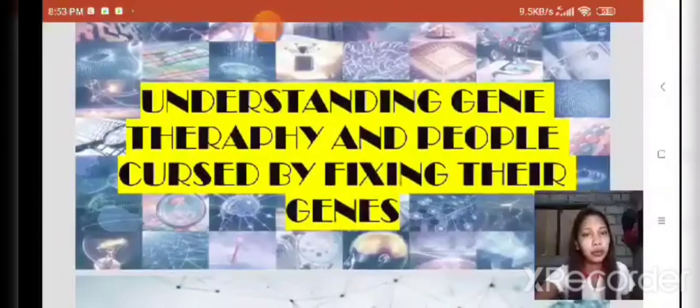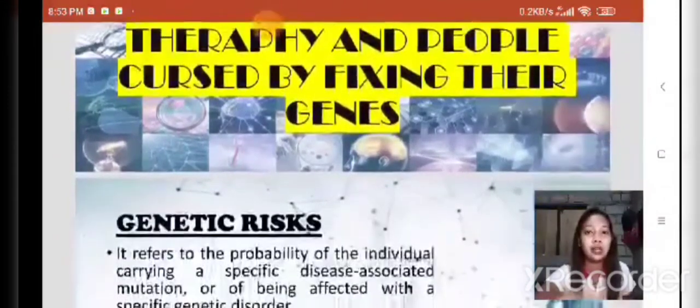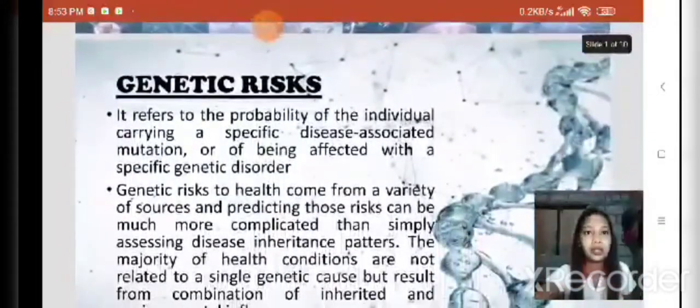Good afternoon, everyone. This is group 4, and for today, we will be discussing understanding gene therapy and people cursed with fixing their genes. So let's tackle first the genetic risks.